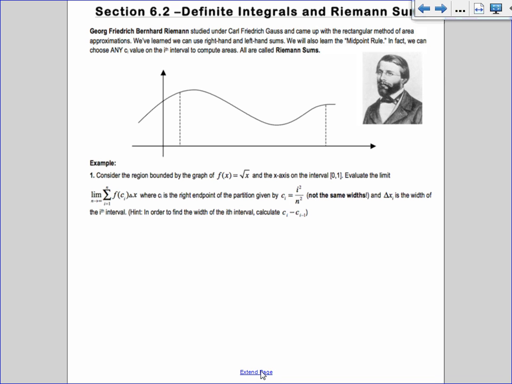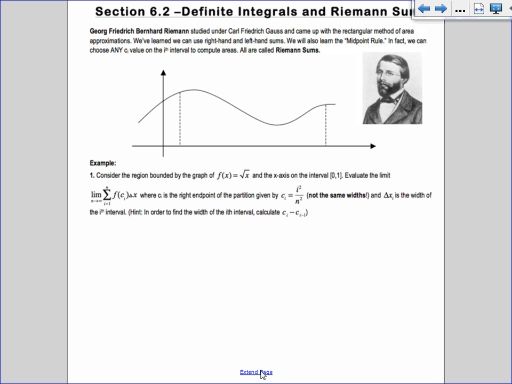Okay, so he studied under, remember that annoying 10-year-old that added up 1 through 100? Yeah, he became famous in the math world. Carl Friedrich Gauss. So he studied under him, and he came up with the rectangular method of area approximation. So we've talked about right-hand sums and left-hand sums, and you guys had that on your day 1 homework, right? We will also learn something called the midpoint rule.